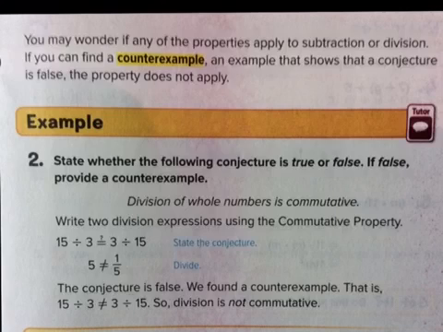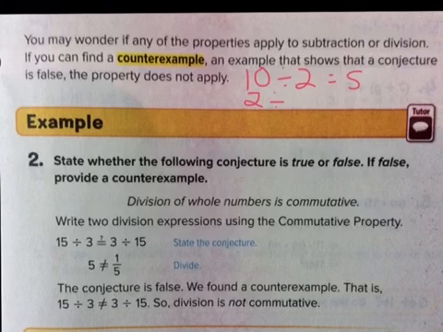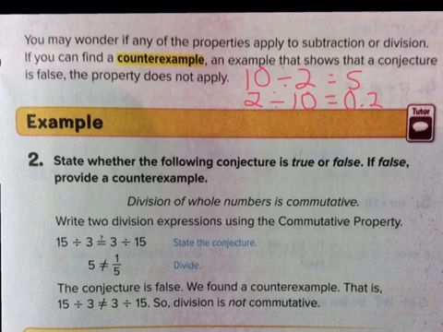Okay, you may wonder if any of these properties apply to subtraction and division. Well, if you can find a counterexample, an example that shows that a conjecture is false, the property does not apply. For example, 10 divided by 2, we know that's 5. But if I do 2 divided by 10, it's not going to work. I can't use commutative property because 2 divided by 10 is going to be 0.2. So it doesn't work.